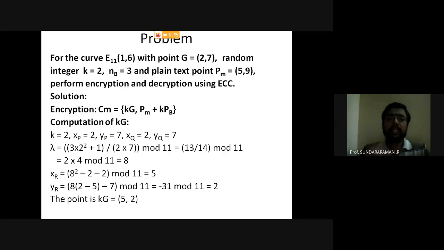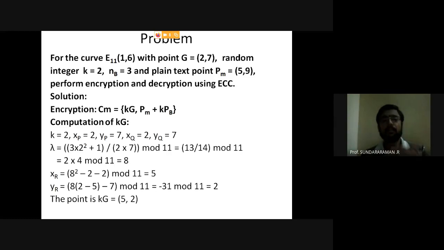P, mod P is equal to 11, A equal to 1, B equal to 6. Therefore the curve can be expressed as y square equal to x cube plus x plus 6. This is the curve equation. And now G is equal to 2, 7. Therefore xp is equal to 2, yp is equal to 7, and as k is equal to 2, this is simply a doubling process. And of course we understand that xp is equal to xq, yp is equal to yq.